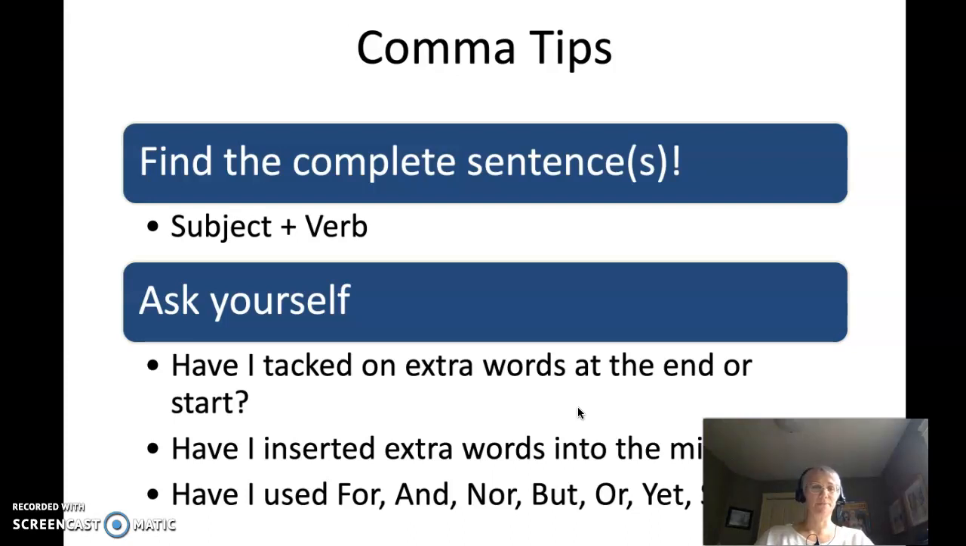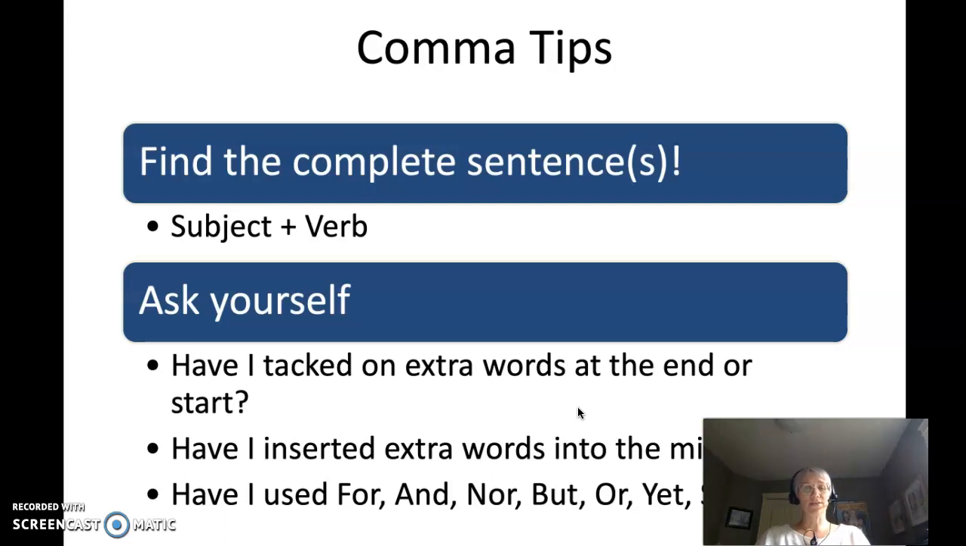Ask yourself, have I tacked on extra words at the end or the start? So if you found your quote-unquote normal sentence, have you added stuff to it? Did you put stuff at the end? Did you put stuff at the beginning? Did you put stuff in the middle?